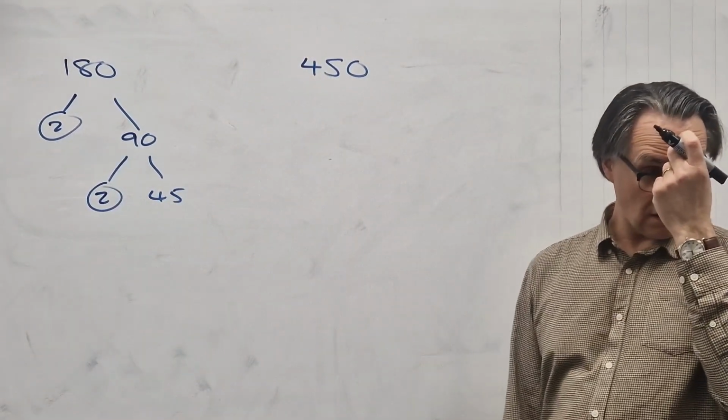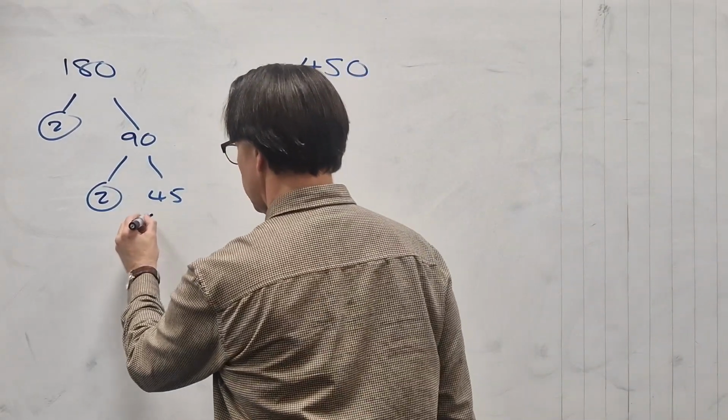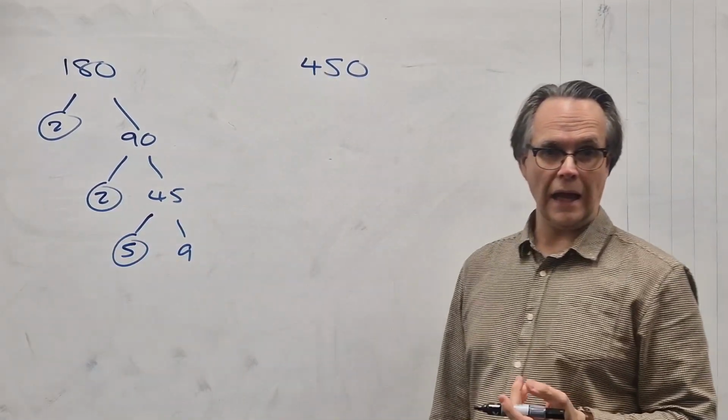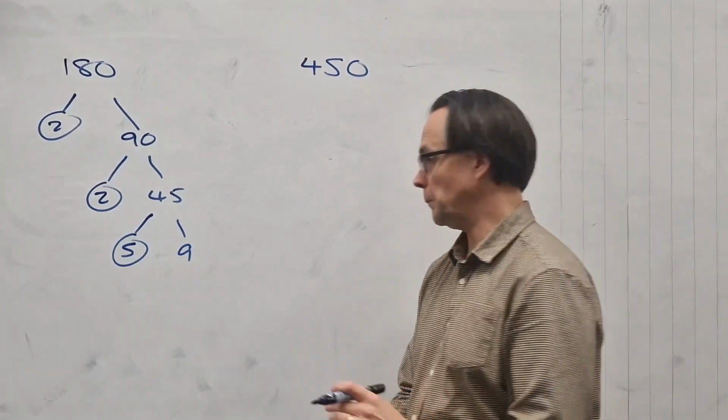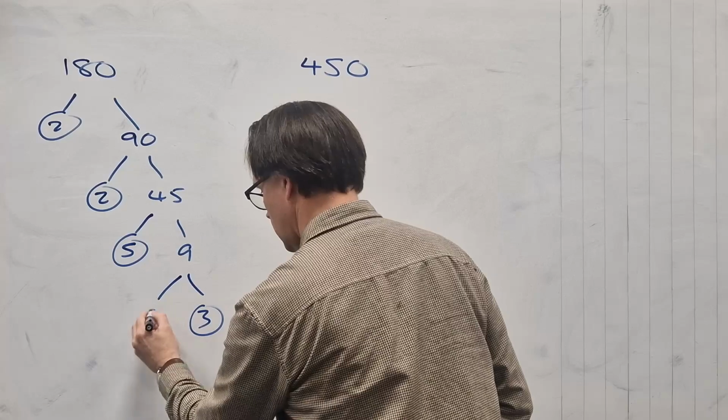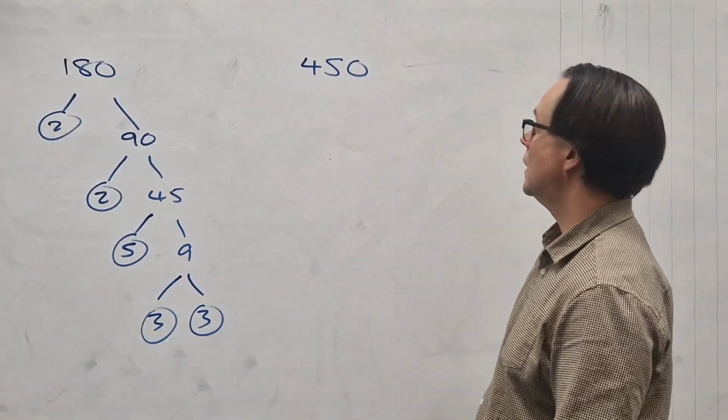45 is 9 times 5, so I'll take out the 5. And 9 is 3 times 3. So that's the first one done.